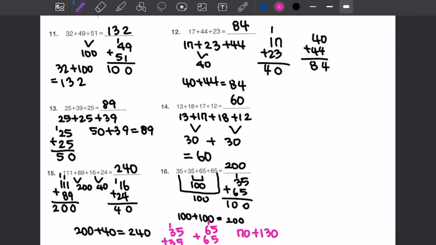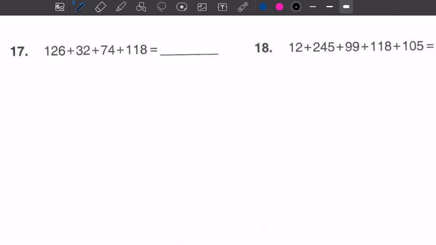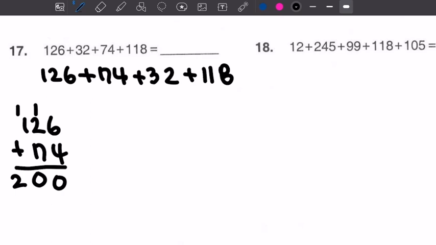Now let's look at question number 17. We have 126 plus 32 plus 74 plus 118. Now we see 6 and 4 and 2 and 8, so let's rearrange the order. Now 126 plus 74. 6 plus 4 is 10. 1 plus 2 plus 7 is 10. So we know that 126 plus 74 is equal to 200.